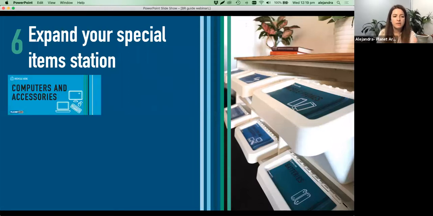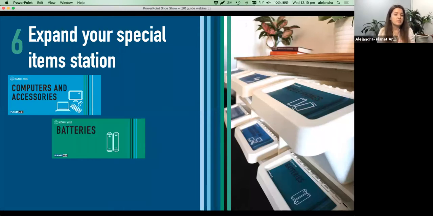So one is computers and accessories. You can go to our business recycling website and check out different places where you can drop them off. Batteries are another option. Generally, Battery World and Officeworks can accept batteries. Again, go to the website so that you make sure that the shop you're going to will actually accept them, because not all of them do.